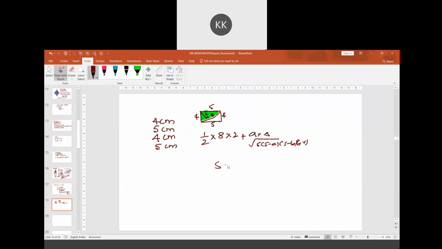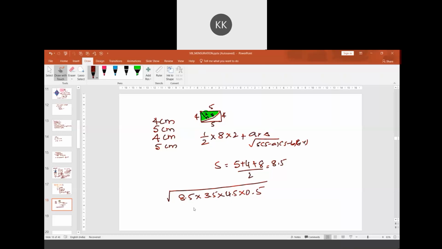Semi-perimeter here is 5 plus 4 plus 8 divided by 2. 8.5, sir. It will be 8.5. So 8.5 into root of 8.5 into 8.5 minus 5, which is 3.5, into 8.5 minus 4, which is 4.5, into 0.5. Yes. Okay.